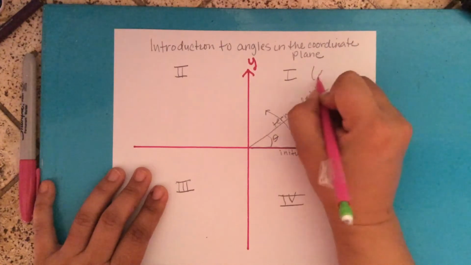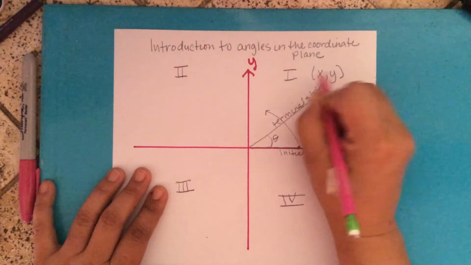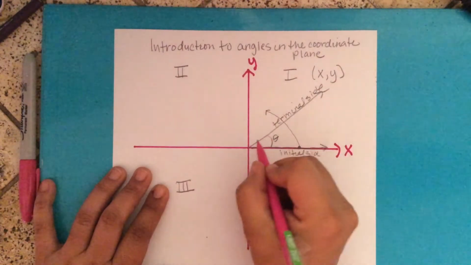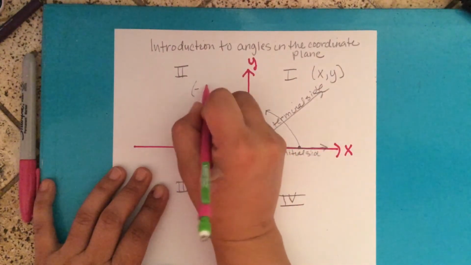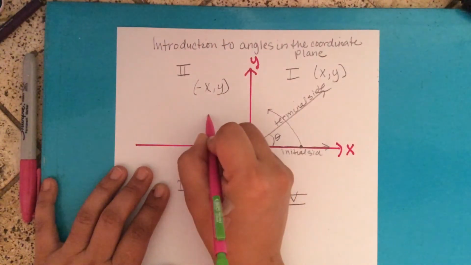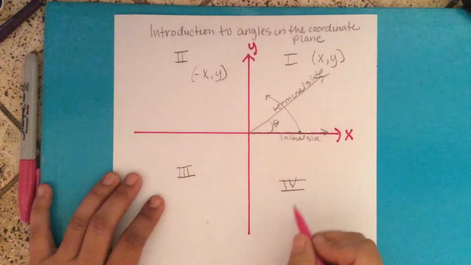You still have x, y. They're both positive. So these both are positive in the first quadrant. In the second quadrant, you have a negative x and a positive y. Why? Because you go to the left and then up to get the point in the second quadrant.